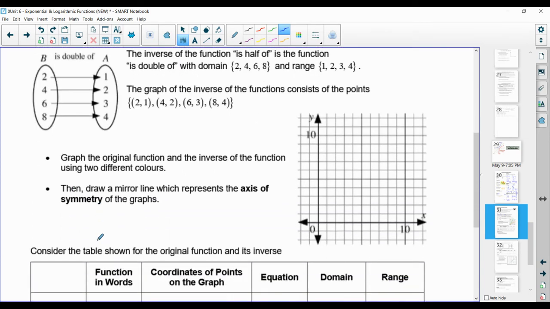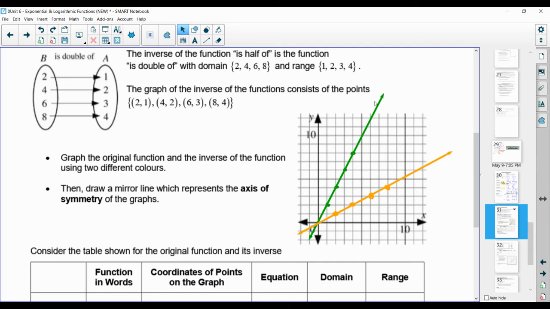So the question here says to graph the original function and the inverse of the function using two different colors. So I graphed them ahead of time here. Let me graph the first and the second there. So the first function here is in green, and the second function here is in orange.